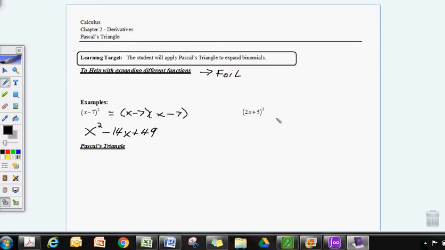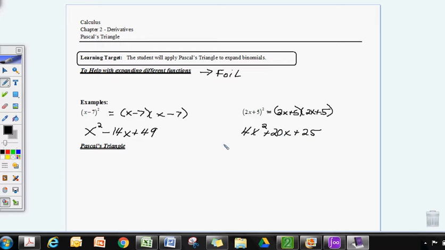Now, second one, remember that is 2x plus 5 times 2x plus 5. Now, I want you to start to try to get it so you don't have to actually do your first, your outside, your inside. When you do your first, it's 4x squared. The outside is 10x, the inside is 10x, so that is my 20x. And then my last is plus 25.